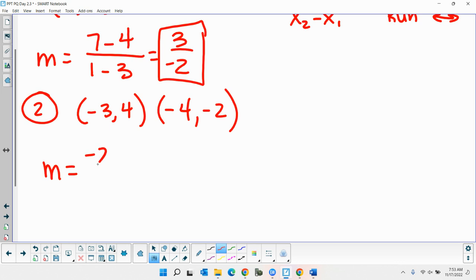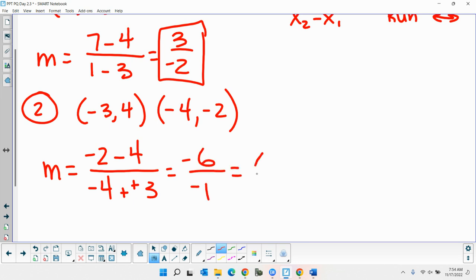So y2, negative 2, minus y1, 4. x2, negative 4, minus x1, negative 3. What happens when you get minus a negative? Turns into addition, right? So that's negative 4 plus 3. So negative 6 over negative 1. So that's positive 6. Okay? So just 2 slope problems to start.